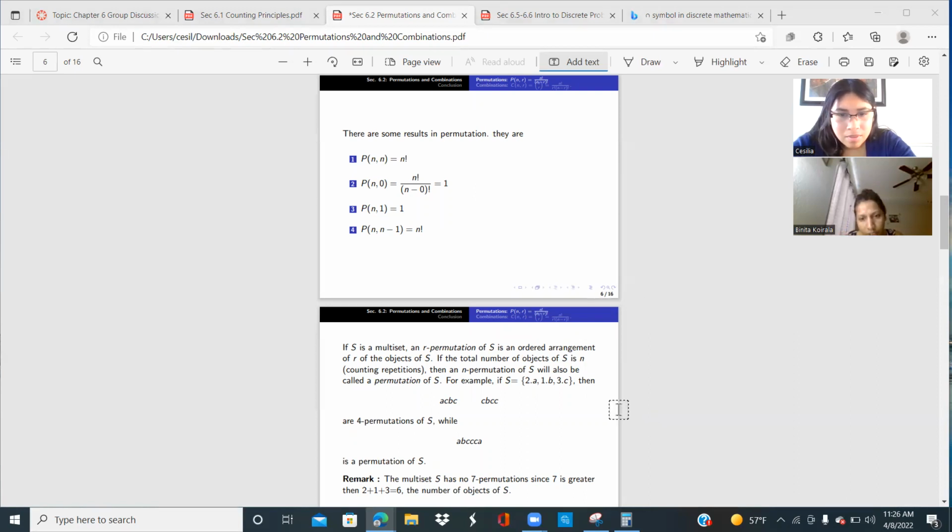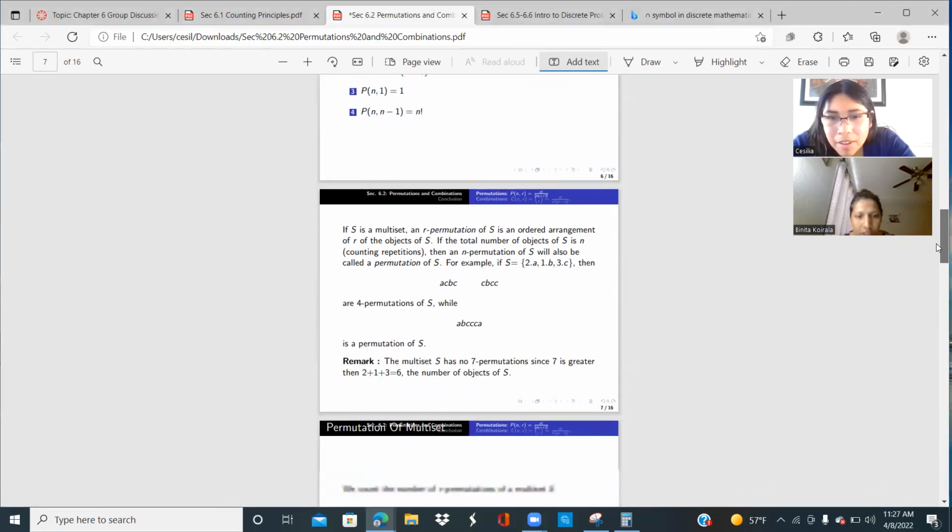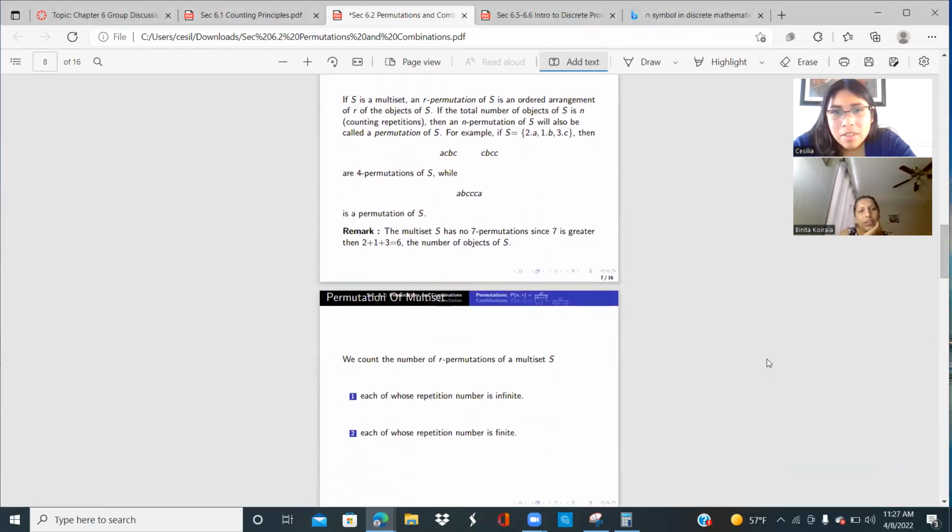For example, if S equals {2·a, 1·b, 3·c}, then A, C, B, C and C, B, C, C are 4-permutations of S, while A, B, C, C, C, A is a permutation of S. The multiset S has no 7-permutations, since 7 is greater than 2 plus 1 plus 3 equals 6, the number of objects of S.